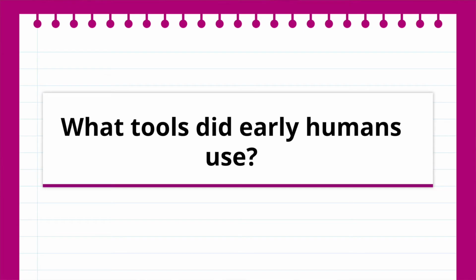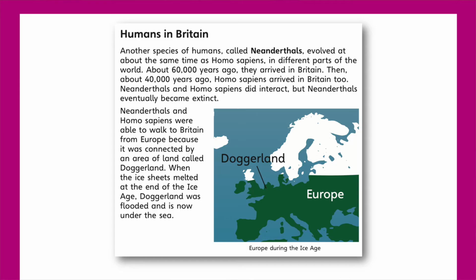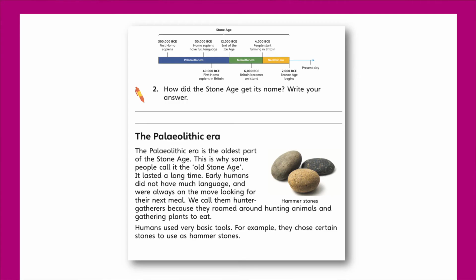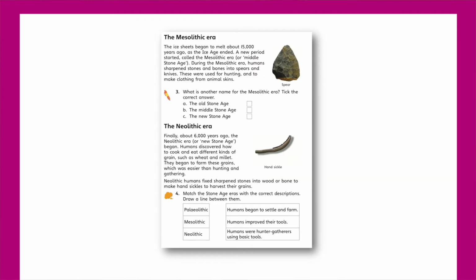Lesson 2 asks, what tools did early humans use? Pupils will learn about the evolution of Neanderthals and Homo sapiens, and how these human species migrated to Britain from mainland Europe using a land bridge. Then, the 3 main eras of the Stone Age, the Paleolithic era, Mesolithic era and Neolithic era, will be explored, with the development in stone tools set out.